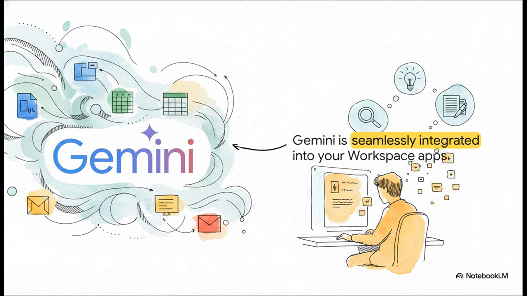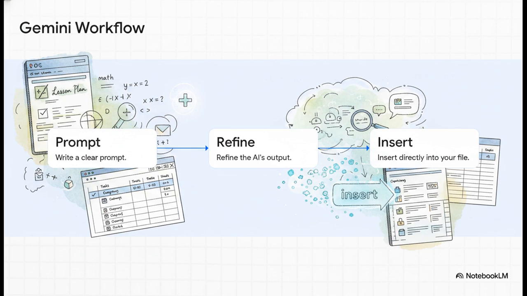It acts just like a personal assistant sitting right next to you, ready to generate ideas, draft content, or even summarize massive amounts of research. Now, the really crucial point is how unbelievably easy this workflow is. Whether you're inside Docs generating a complex math lesson plan, or you're inside Sheets whipping up a categorized task list, the process is exactly the same. You just write a clear prompt, use the built-in refinement tools to tweak the tone or length, and then just click Insert to drop it directly into your file.